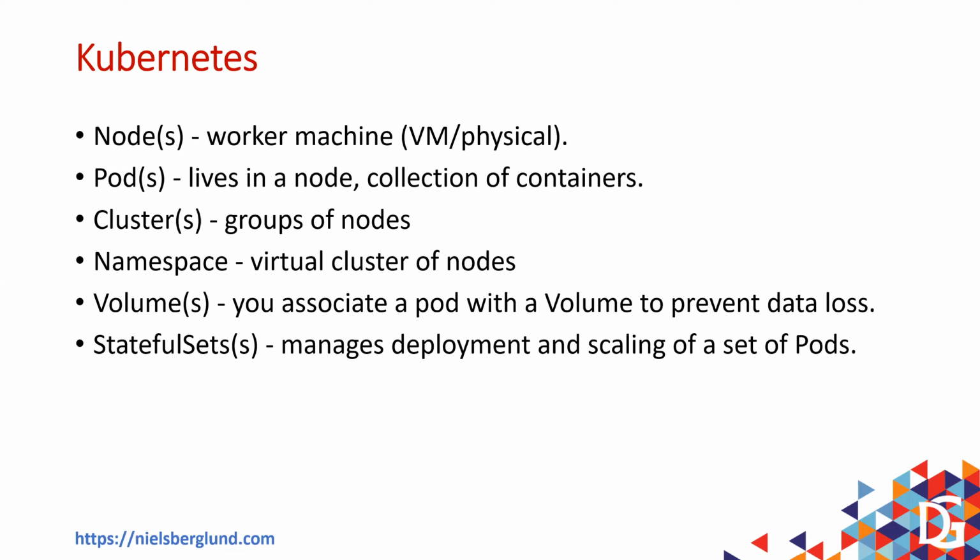A cluster is then basically a group of nodes, and in Kubernetes, you have the notion of cluster and you have the notion of namespace, where basically a namespace is a virtual cluster of nodes. So you can create a Kubernetes namespace and deploy stuff into there. You have one Kubernetes installation, but you can deploy multiple application systems into that Kubernetes installation, and they can be isolated through this namespace thing.